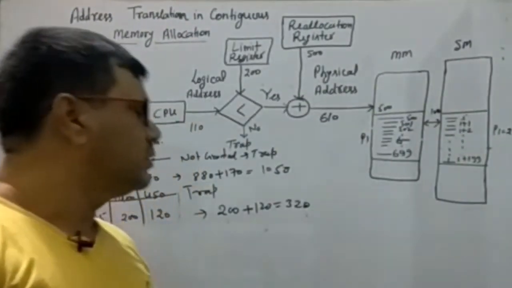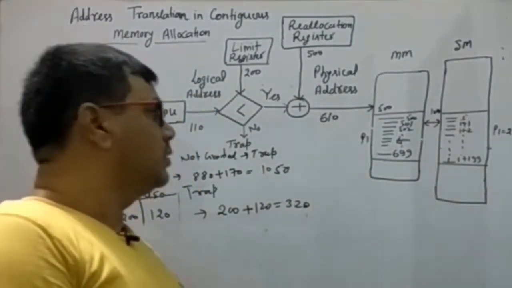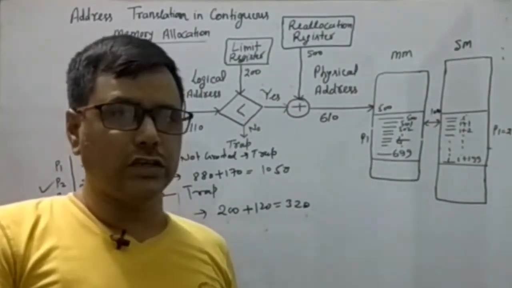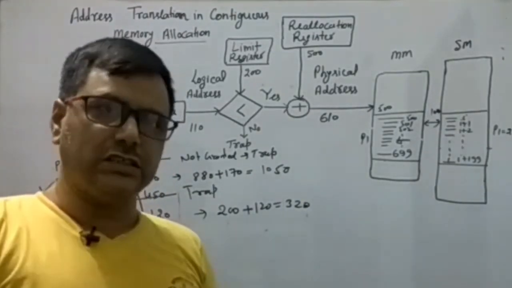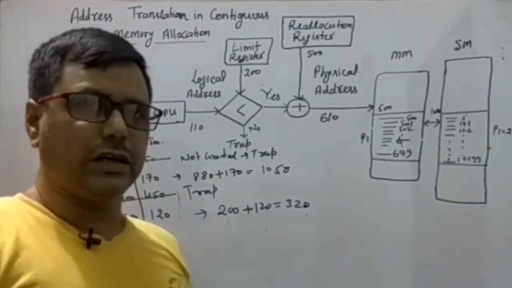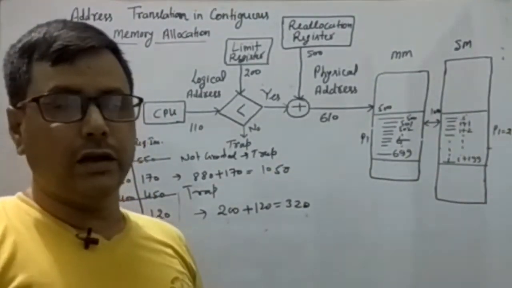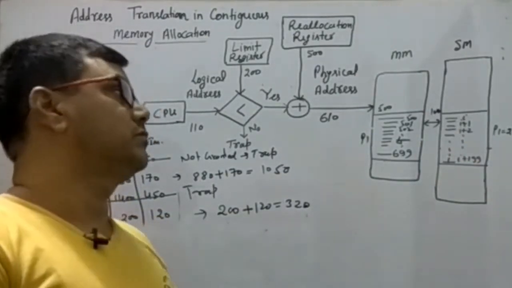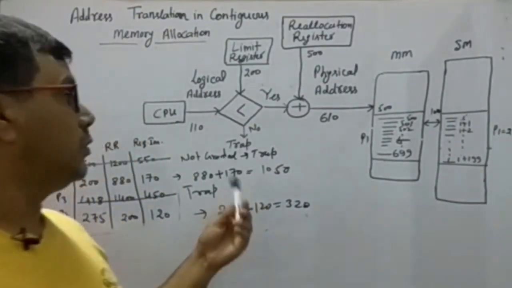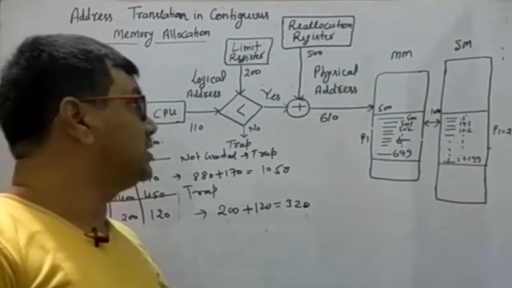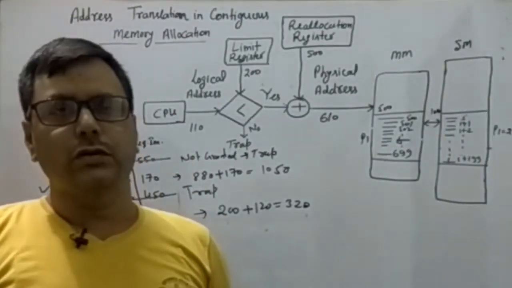But there are some limitations also, because in non-contiguous allocation, a process is divided into many chunks, which can be easily transferred and managed. But here the size of a process can be bigger, and transferring a bigger process is not easy. So in our next video we will discuss the non-contiguous memory allocation technique. Thank you for watching this video.